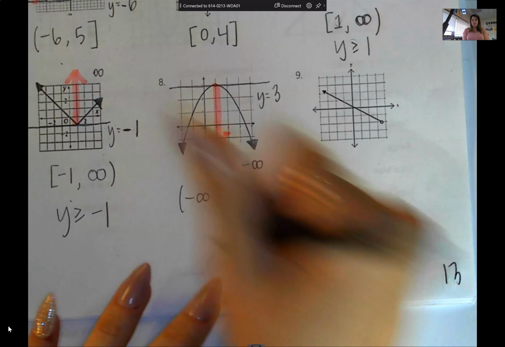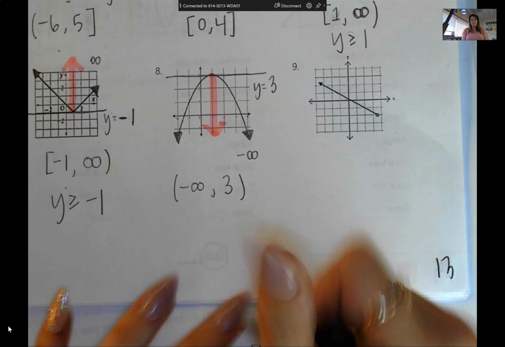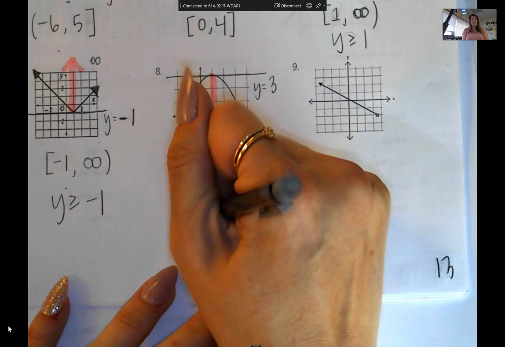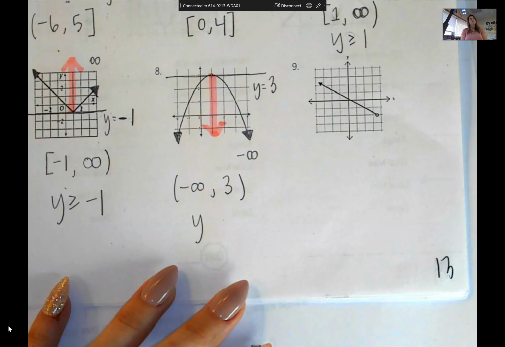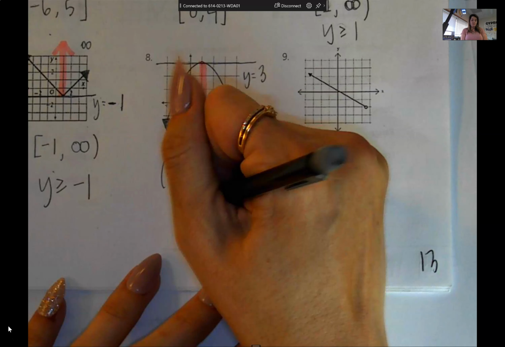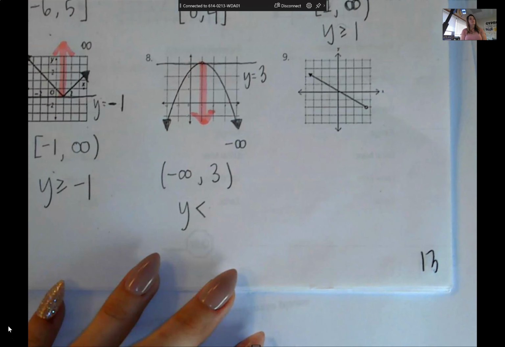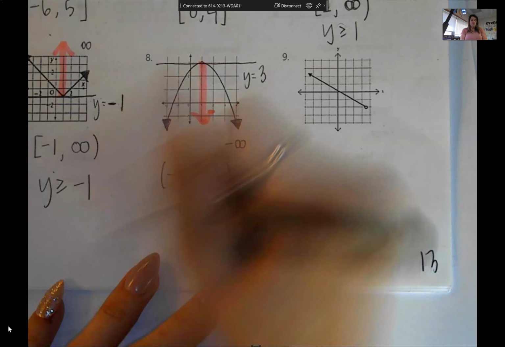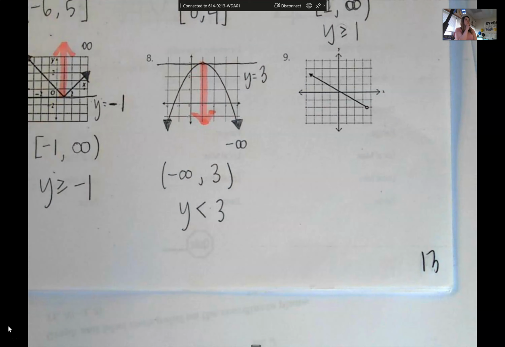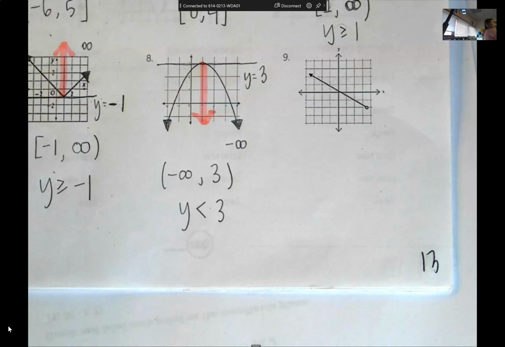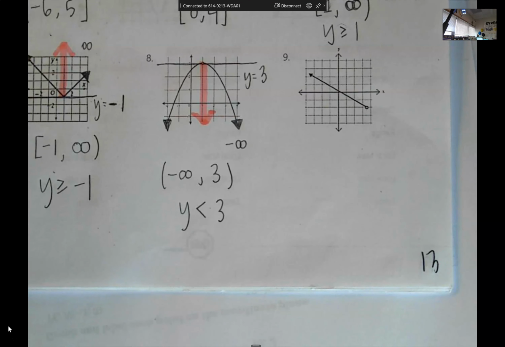So this time, if we write this as inequality notation, we write y. It's pointing toward the negative, so point your symbol toward the negative. It cannot equal 3. So this range this time is y can be any number less than 3.